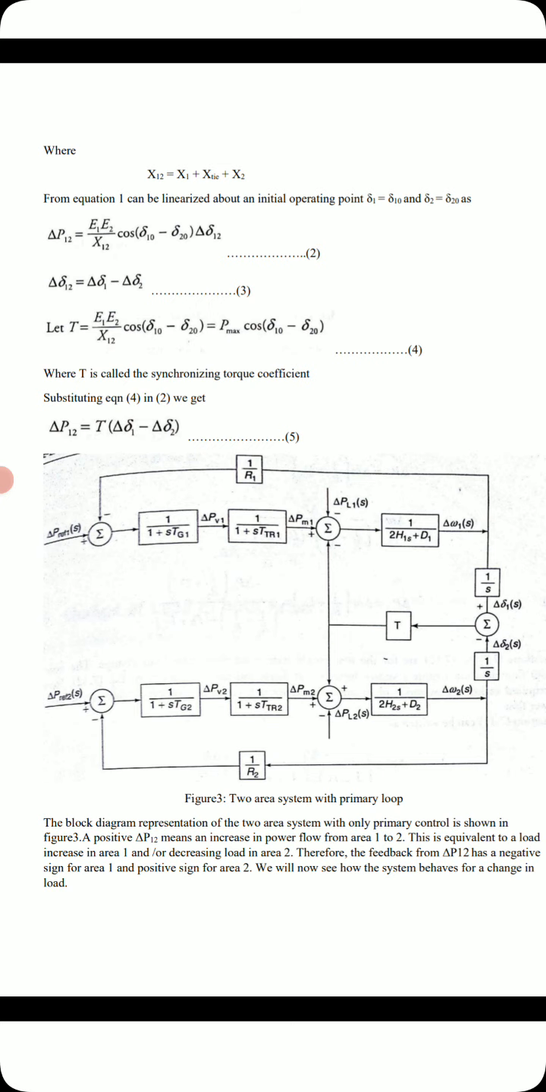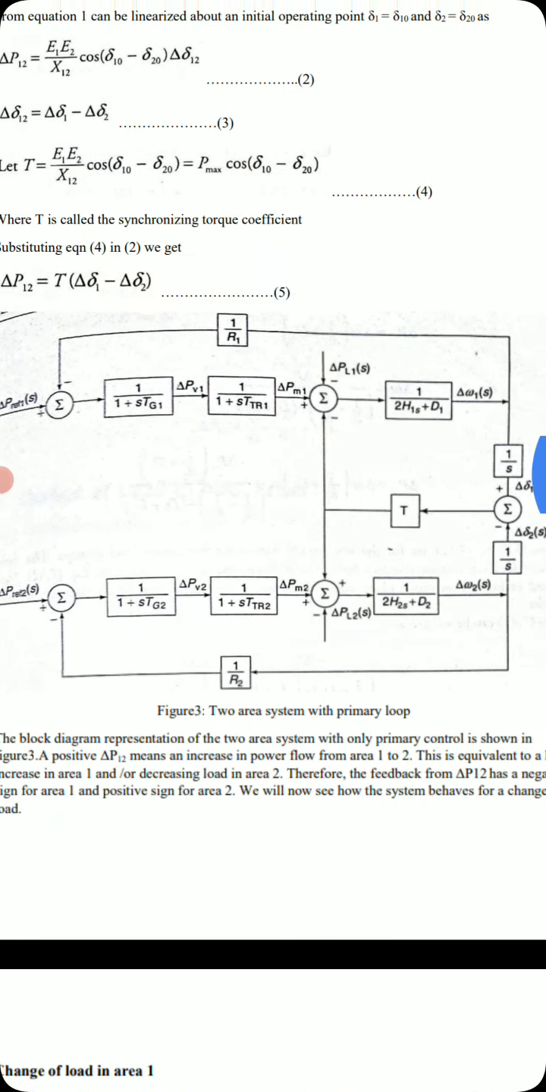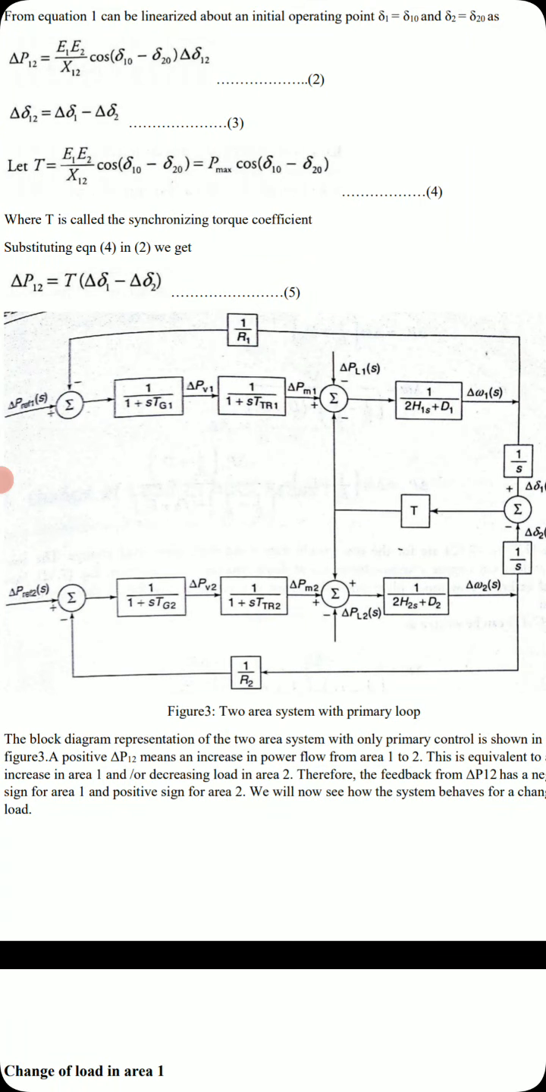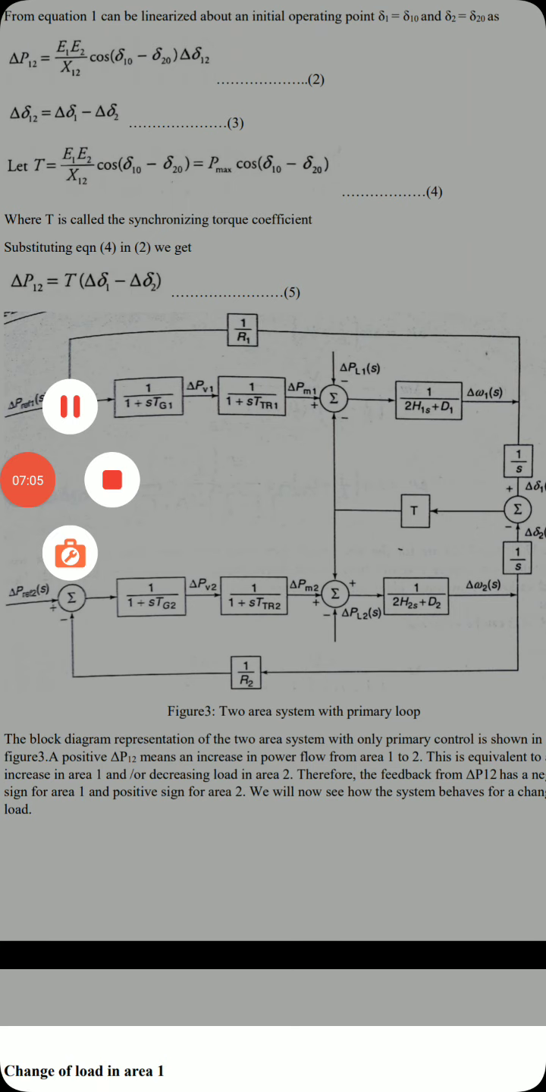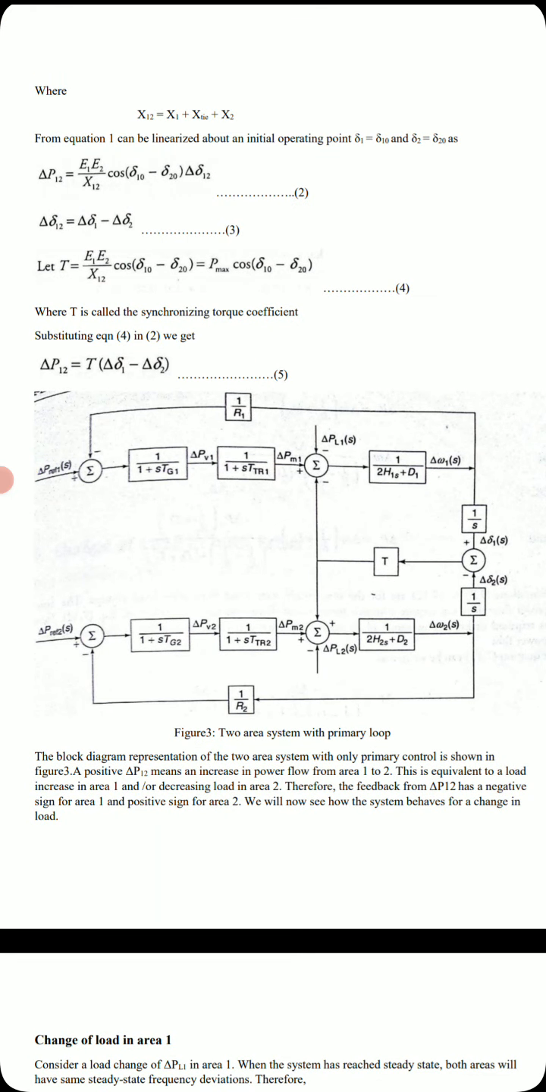So this is the block diagram first, the two area system with the primary loop. You can see two areas here. In between, these two are connected with T, that is, the synchronizing torque coefficient. So this is an important block diagram. You can see all these things, your simple models that you saw as individual models. Now two models are connected here.